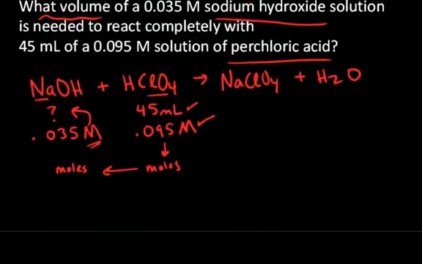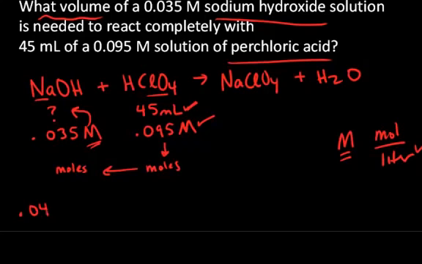So let's start with what's given. Now, one thing to note is this molar unit. Remember, it's moles per liter. So if we're going to convert from volume to moles using the mole per liter unit, or the molar unit, then we have to make sure our volume is expressed in liters. So we're going to start with this volume expressed in liters. So 45 milliliters is the same as 0.045 liters of perchloric acid.